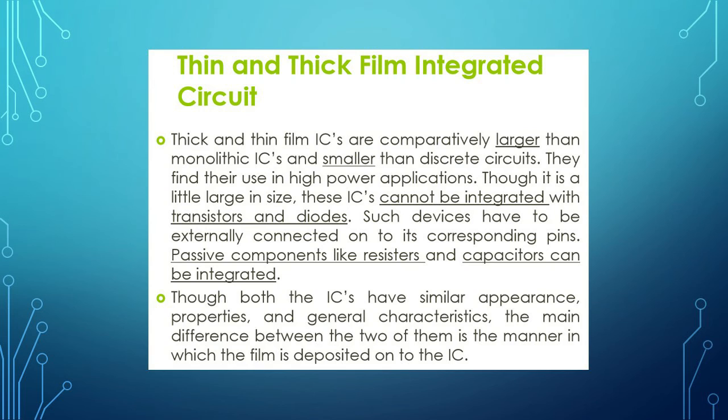The last subtopic, I want to explain the thin and thick film integrated circuit. Thick and thin film ICs are comparatively larger than monolithic IC and smaller than discrete circuits. They find their use in high power applications. Thus it is a little large in size. This IC cannot be integrated with transistor and diode. Such devices have to be externally connected onto its corresponding pin. Passive components like resistor and capacitor can be integrated.